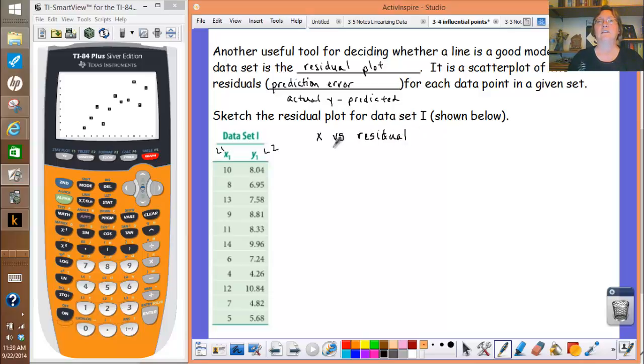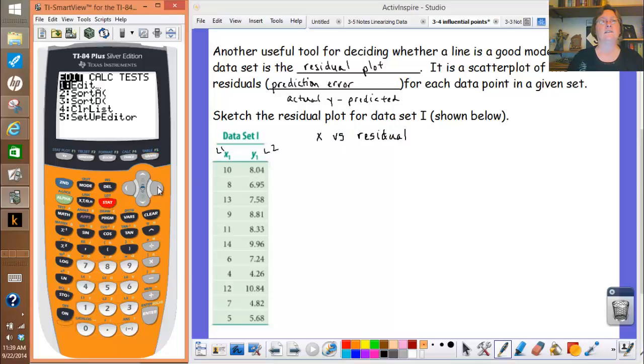In order for us to do that, we have to have a prediction line, and I'm going to go get that right now. Stat, over to Calc, option 4, and here's our regression data.